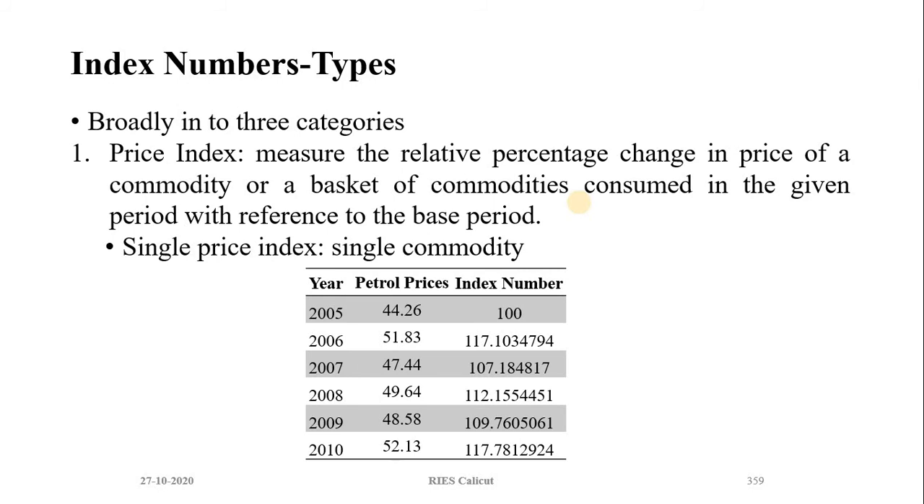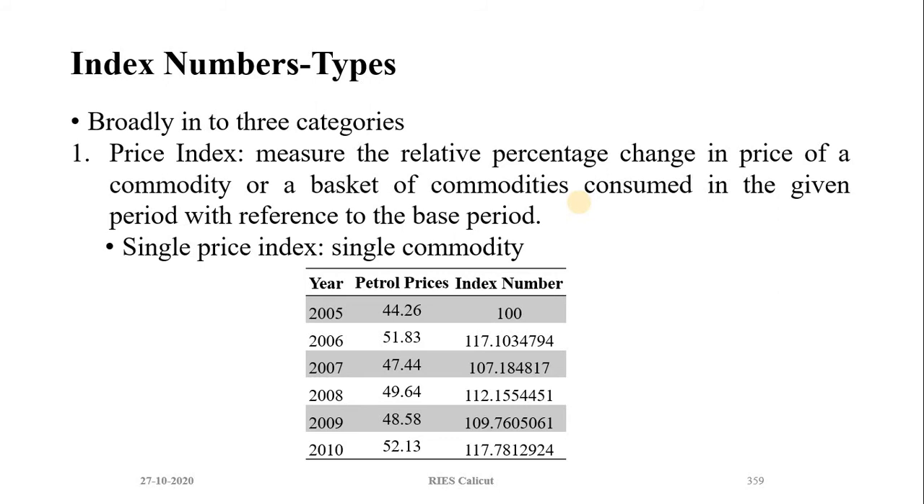There are different types of index number. Broadly, the index number can be divided into 3 categories: the first one is the price index, the second one is called quantity index, and the third one is called volume index.